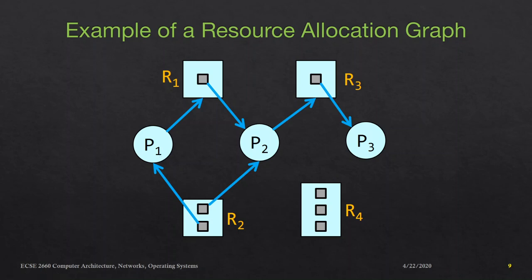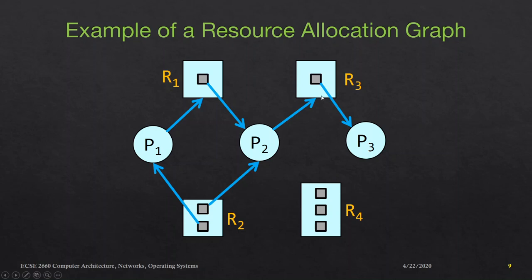Now let us see what can happen here. Let's see if there is a cycle. If we start tracing for P1, is there a cycle? No, there is no cycle. They are all directed edges, but there is no complete cycle. Everything is open. So in this case there is no deadlock that is going to happen.